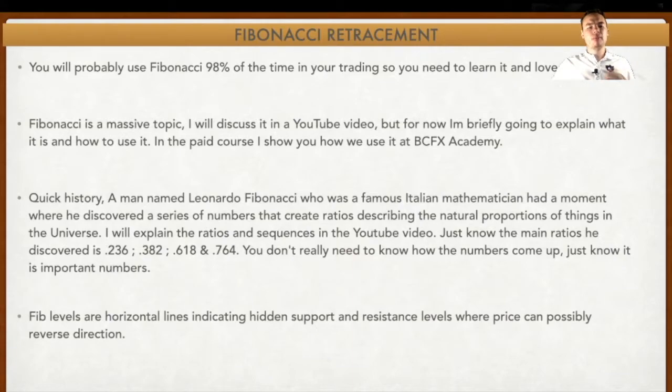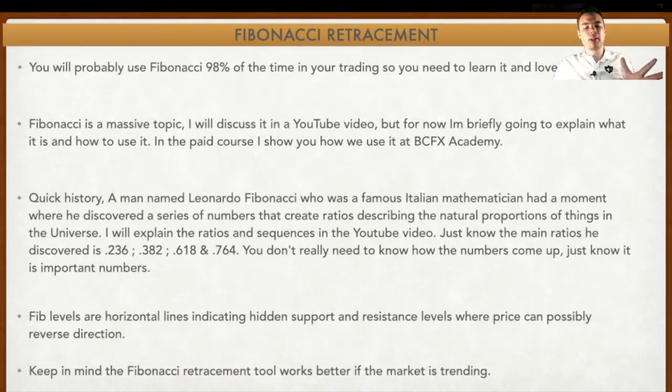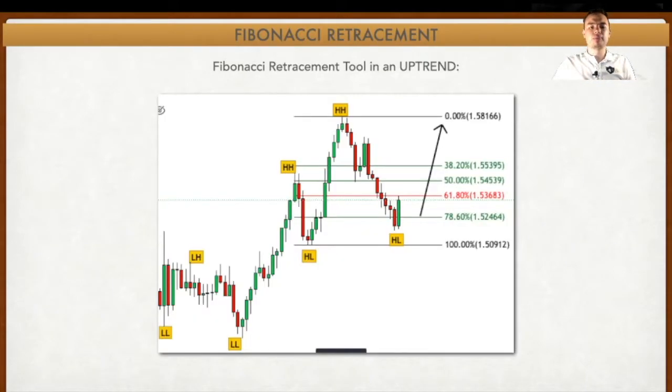So it's basically horizontal lines that you put on your chart that will indicate hidden support and resistance levels where price will retrace to and then continue. Keep in mind the Fibonacci retracement tool works better if the market is trending. So if in an uptrend, you're using the Fibonacci tool, this is basically how it looks.